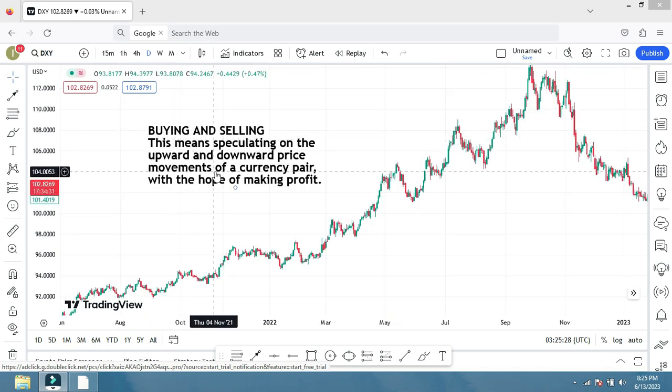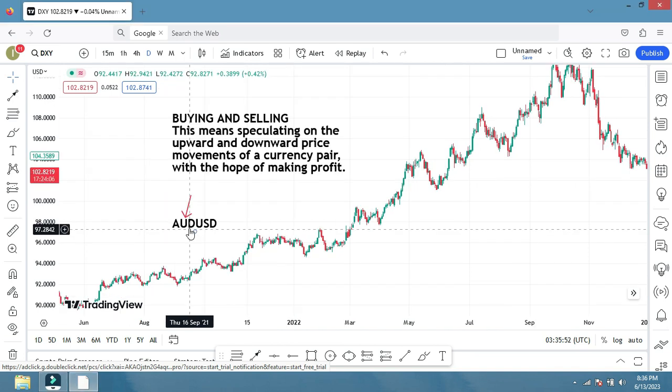Buying and selling. This means speculating on the upward and downward price movement of a currency pair with the hope of making profit. So let's use this AUD USD for example. If you analyze or you speculate that AUD is going to go up and you choose to buy it, if the price of AUD continues to go up, you will be in profit. But if the price of AUD declines, then you will lose.